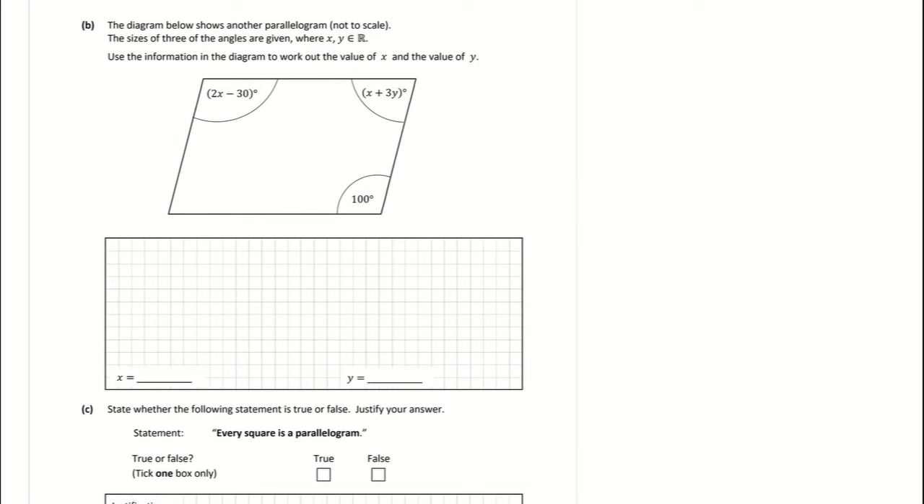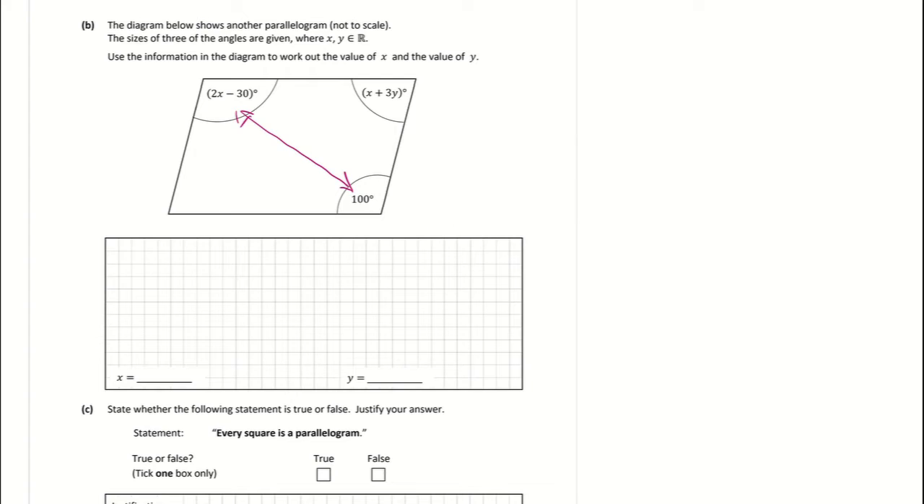B, the diagram below shows another parallelogram, not to scale. Use the information in the diagram to work out the value of x and the value of y. So let's start with x. In a parallelogram, we know that opposite angles are equal. So these two angles must be equal, so they'll help us to solve for x.